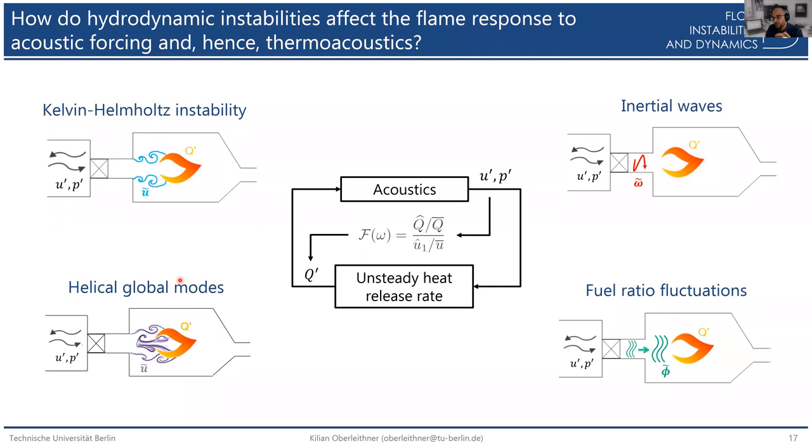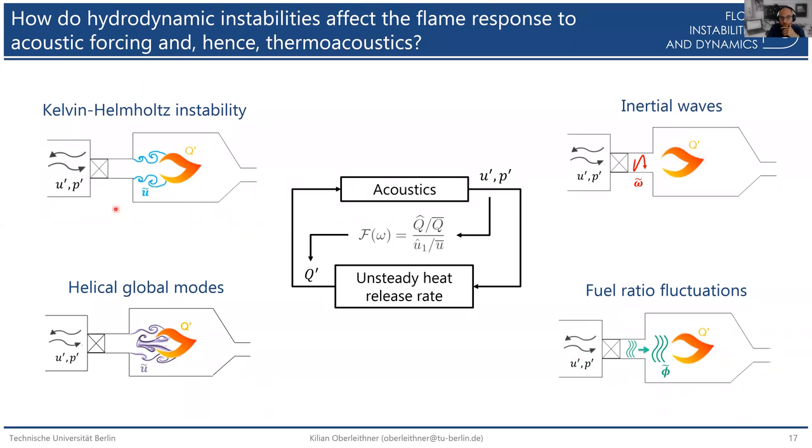It is the fuel-air ratio fluctuation. What happens here is that typically the fuel is injected into the combustor somewhere near the swirler. And if you have an acoustic velocity fluctuation at the point where you inject your fuel, you get a fluctuation of your fuel-air ratio, and these fuel packages are then transported into the flame, again causing heat release fluctuations. This last mechanism is not directly related to hydrodynamic instability.